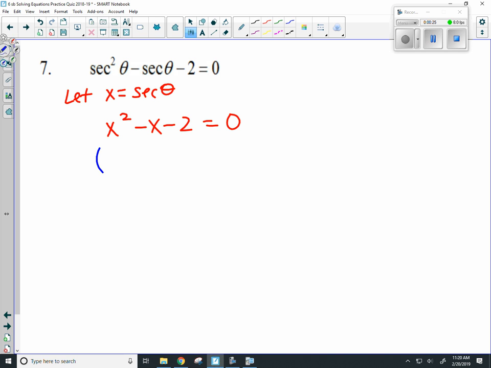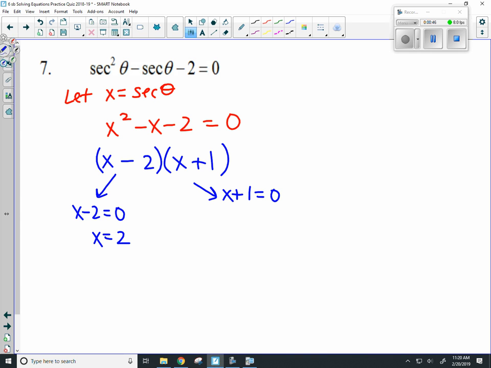So to factor this, we're looking for two numbers that multiply to give us 2. So 2 and 1. And they have to add to give you a negative 1 in the middle. So negative 2 is going to be the one that's negative, and then we have positive 1. If you set each of them equal to 0 and solve, you end up with x equaling positive 2 and x equaling negative 1.